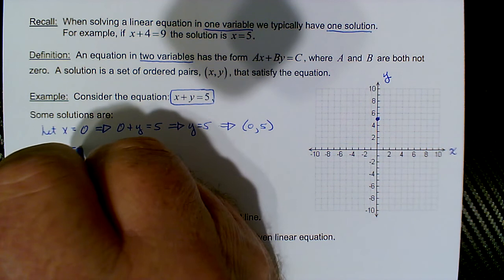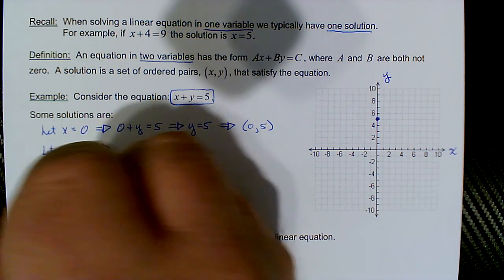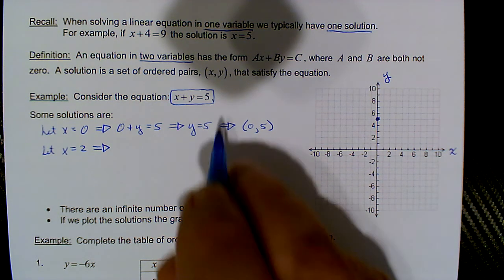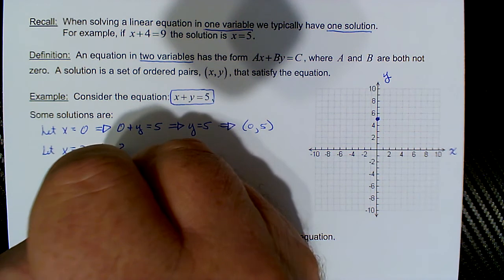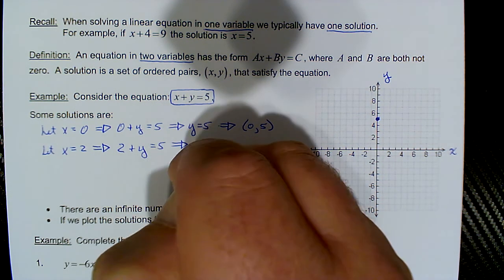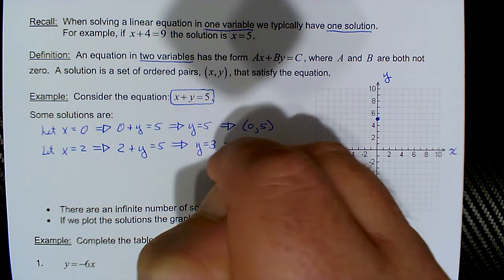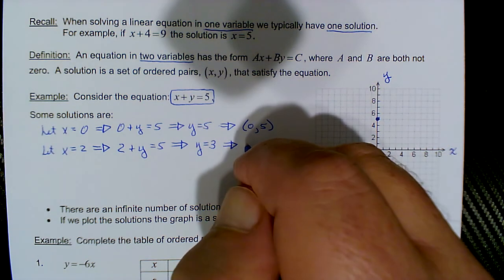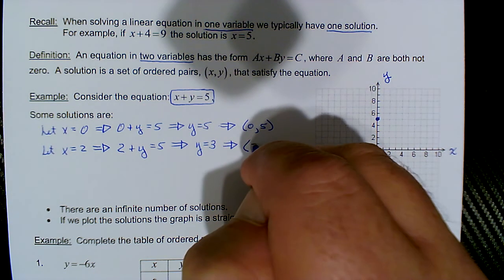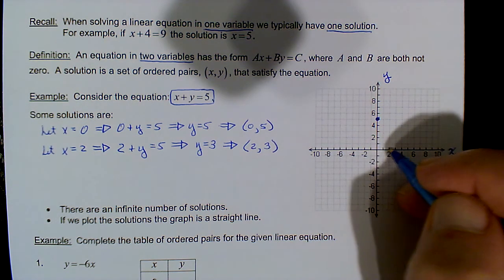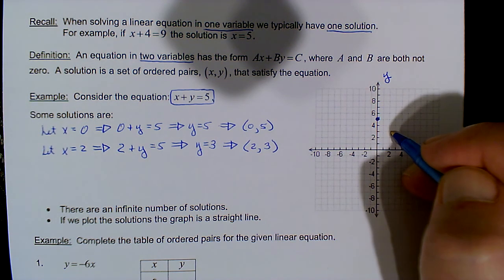Pick a different value of x. Let's say x is 2. All right, I'm just picking these numbers. It's arbitrary. As we're going to see, you can pick any number you want. If I substitute into this equation, we have 2 plus y is 5. So then the corresponding y value must be 3, because 2 plus 3 is 5. So therefore, the ordered pair is, when x is 2, the y value is 3. And I can plot that, 2 and 3.